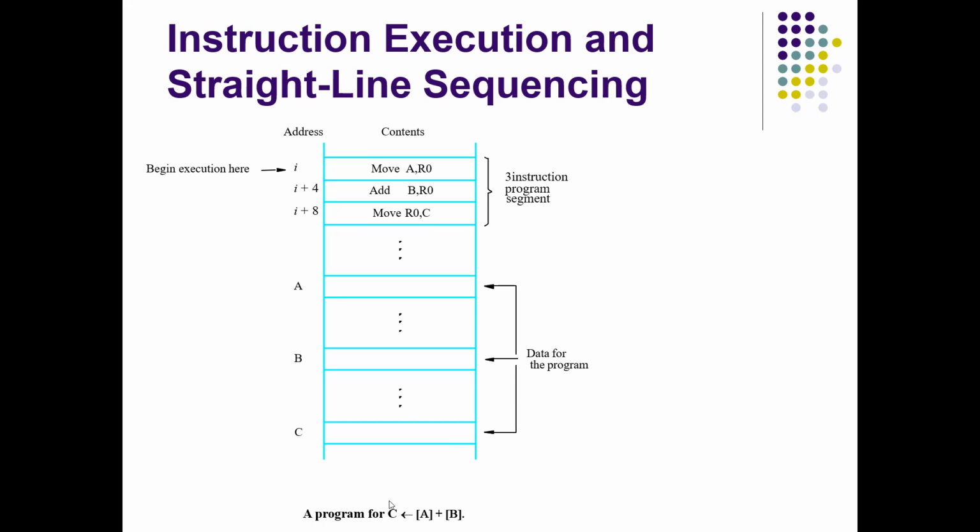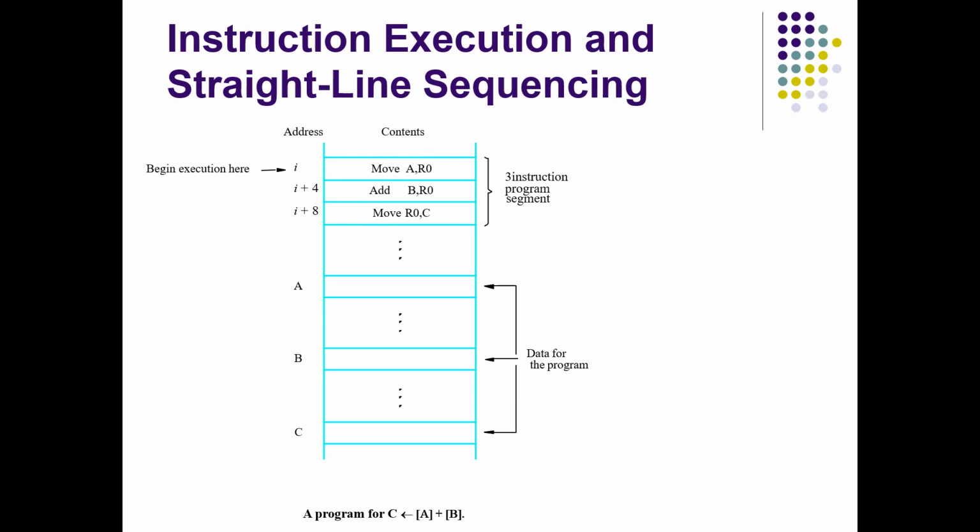For that, we are going to write an assembly language program. Move a comma r0, that is, we transfer the content of a into r0. Then add b comma r0. We have to add the b value with the a, then store the result r0 into C finally. This is the assembly language program for adding two numbers and storing the result in the variable C.